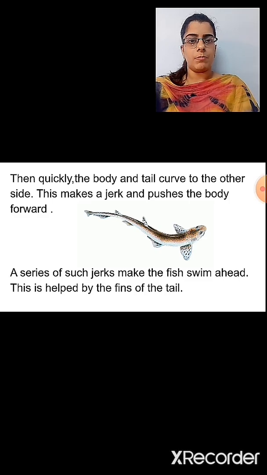Then quickly the body and the tail curve to the other side. So they will change their direction to the other side. This makes a jerk and pushes the body forward. So this change in direction will make the jerk and will push the fish to move in the forward direction. A series of such jerks make the fish swim ahead. This is helped by the fins of the tail.